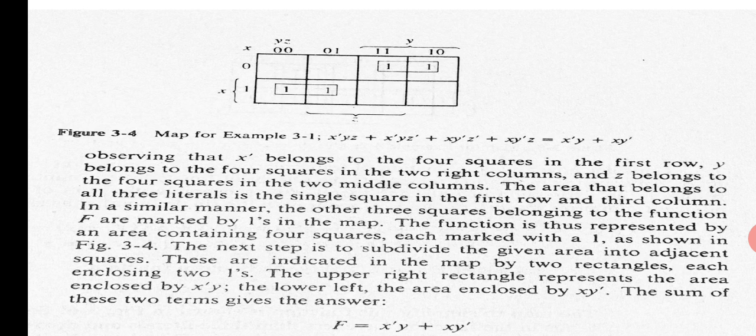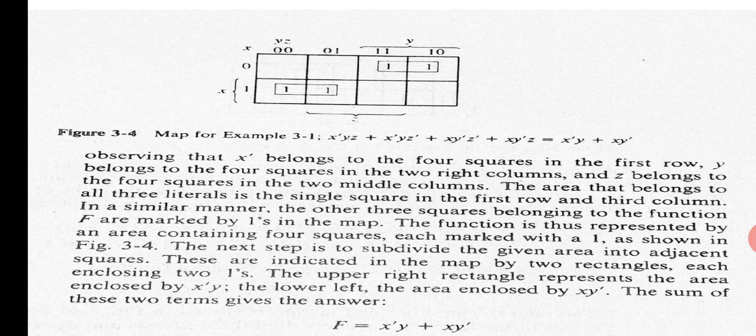Now observe that x dash belongs to the 4 squares in the first row, and y belongs to the 4 squares in the 2 right columns. That depends on wherever you have x dash. When you get x dash, the x value is 0, isn't it? And y is nothing but when you have y value 1. Now in the first 2 columns, do you have y value 1? No, you have 0 and 0. For y you get 1 1 and 1 0, means the y value is 1 in both cases. But the z value is 1 in one case and 0 in the last case. Like that you have to look at the corresponding binary numbers. Based on that only you can come to a conclusion.